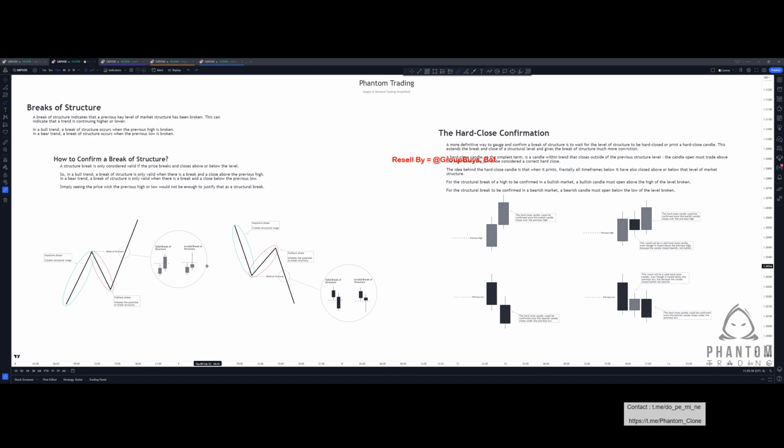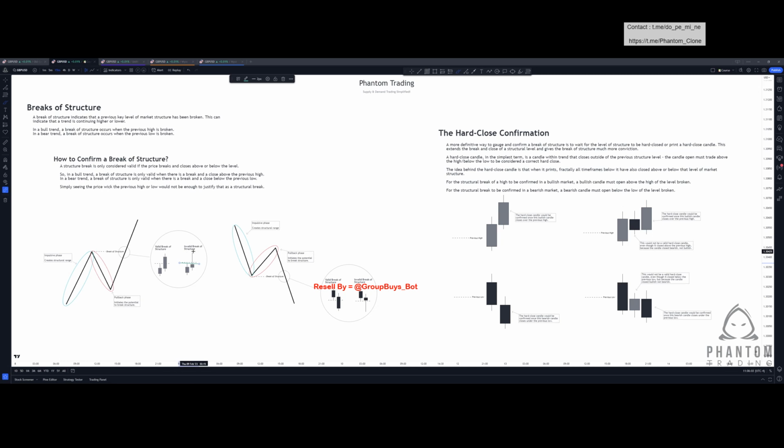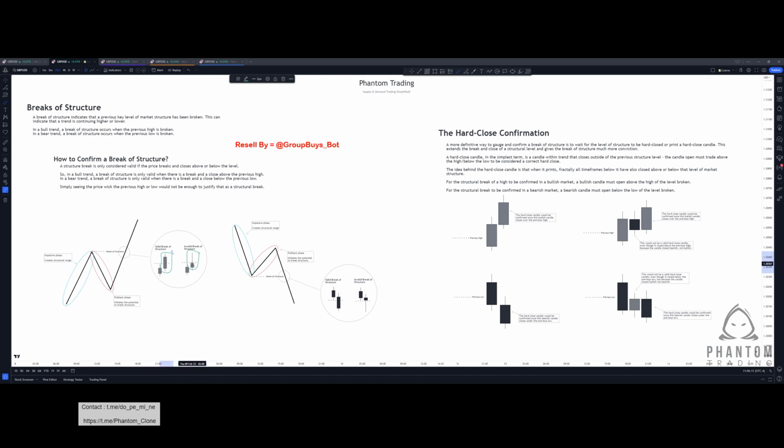Now, what would be an invalid break of structure is if price simply wicks above the previous high but does not close above it. So if we look at these two candles, we can see that this candle's close price is above the previous high, where this candle's close price is still below the previous high.